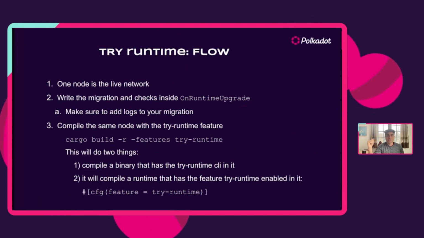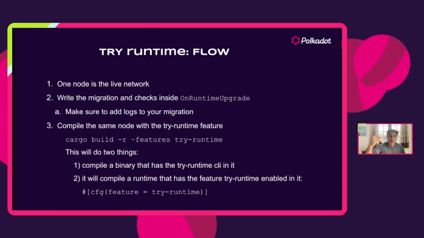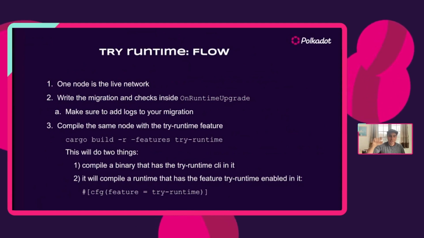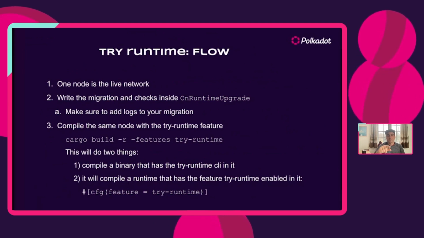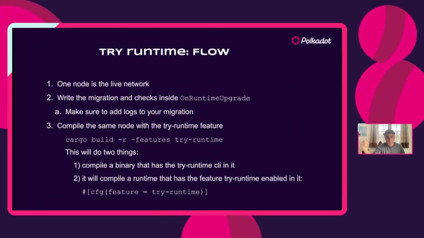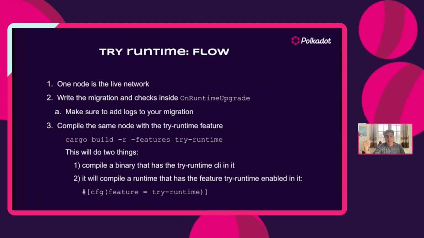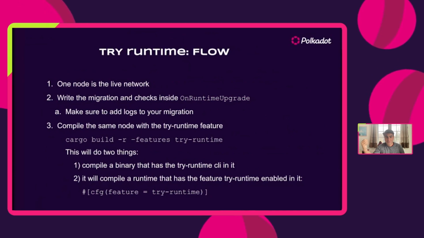The third step is you're going to compile the node that you scraped the chain data from, but the one that you wrote your migration on. Okay, and you're going to compile it with the try-runtime feature. So there's the line right there: cargo build -r --features try-runtime. And when you do that, you're going to get a binary with the try-runtime CLI, the tool. Okay, that's going to be part of that.